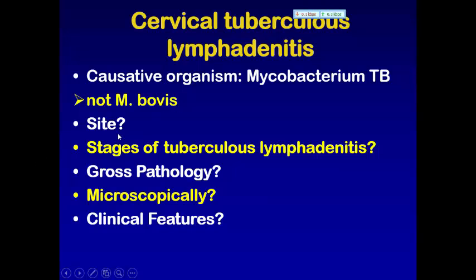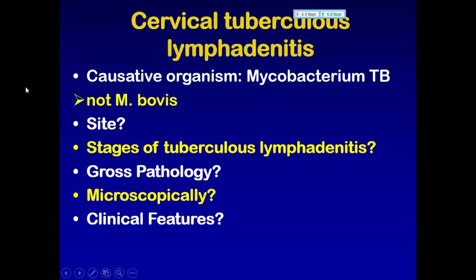The site is usually the neck lymph nodes, commonly the upper deep cervical lymph nodes, the jugulodigastric, in more than 50% of cases. The next common site is the posterior triangle, about 22%. The disease can also occur in other lymph nodes in the body, like axillary, para-aortic, mesenteric, and inguinal lymph nodes. And the disease may be associated with HIV infection and lymphomas.